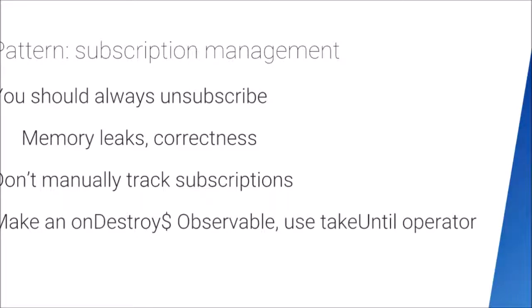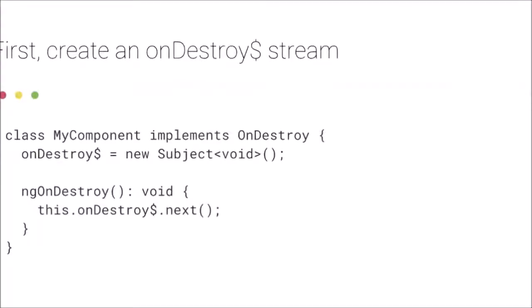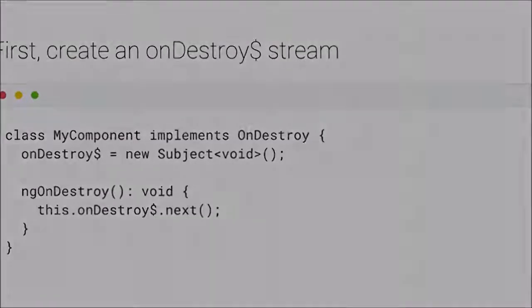Unsubscribing is not actually that hard. You don't have to manually track subscriptions. We're going to look at a pattern which uses an onDestroy observable and an operator in order to do this more or less automatically. The way this works is you first have to turn Angular's onDestroy lifecycle event into an observable that you can listen to. To do this, we use a subject. So we create this onDestroy observable as a subject. And in the ngOnDestroy event, we just next a random value. So now we have this observable that's going to emit whenever the component's destroyed.